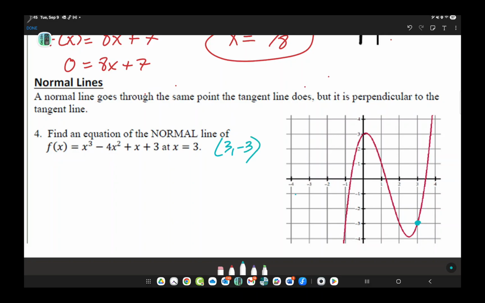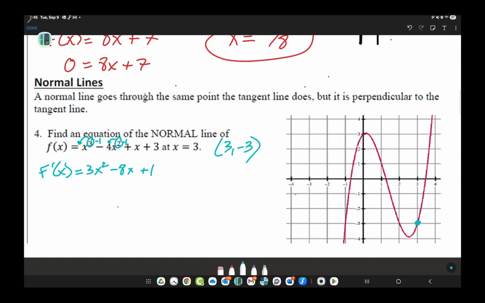-3. So we have that. We just need the slope now. Now, to find the slope, we need to find f prime of 3. So first, f prime of x. Derivative of x to the 3, we bring down 3, subtract 1. Bring down 2, subtract 1. And then again, anything just x becomes a constant, so plus 1.